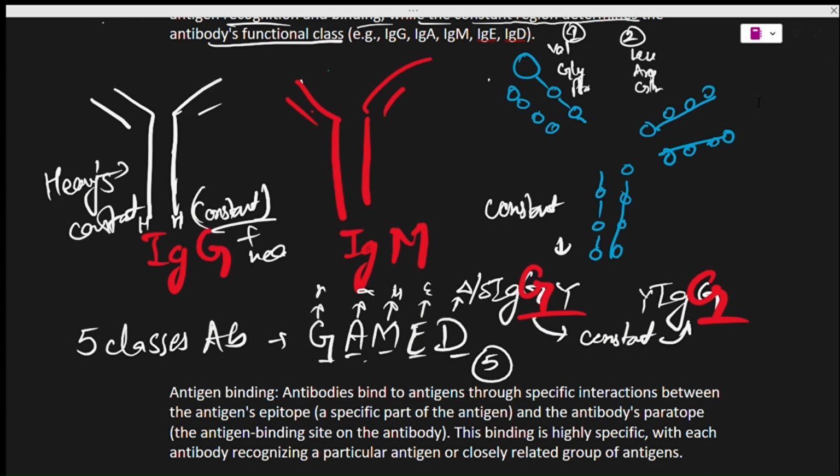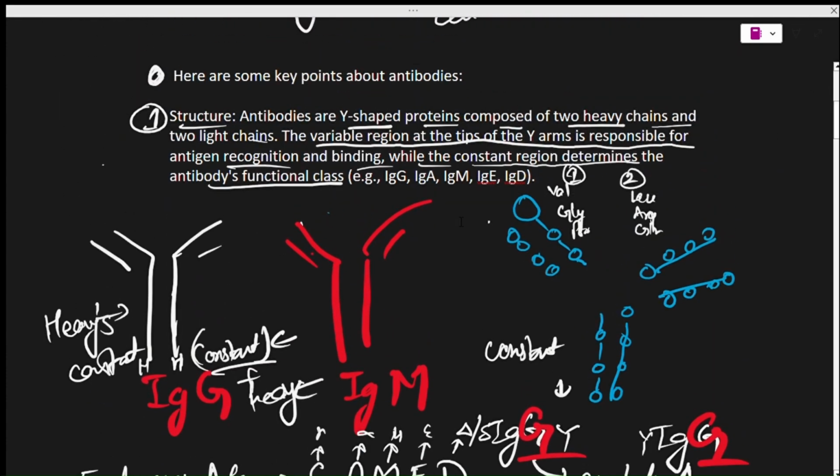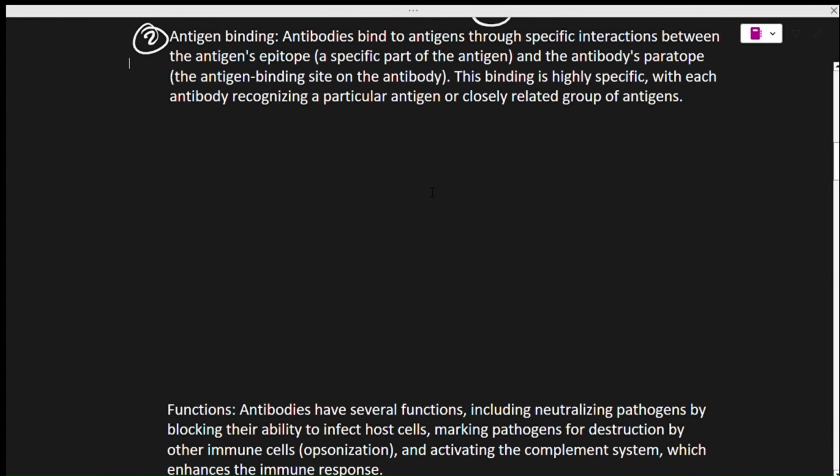So where was I? That is why I have written the constant region plus heavy chain here. Okay. So next we are going to talk about antigen binding. Wait, have I skipped something? No. Okay. So the next topic is antigen binding.